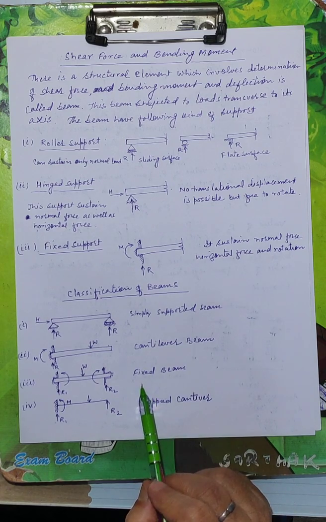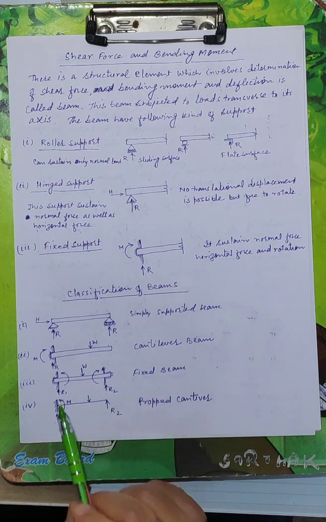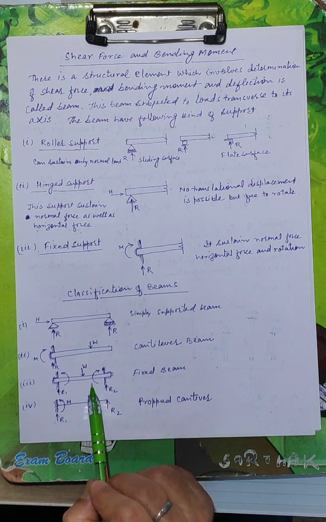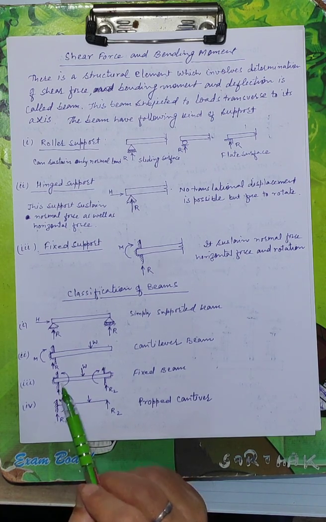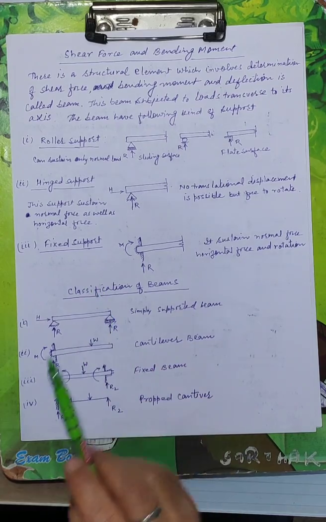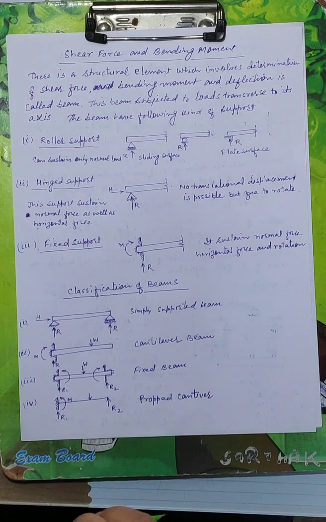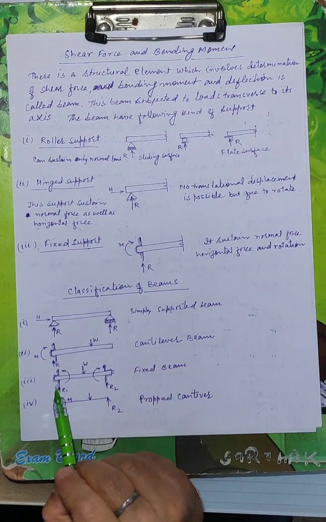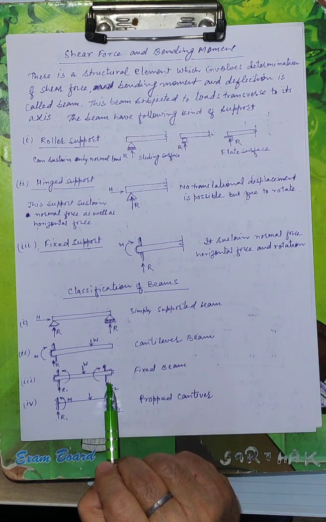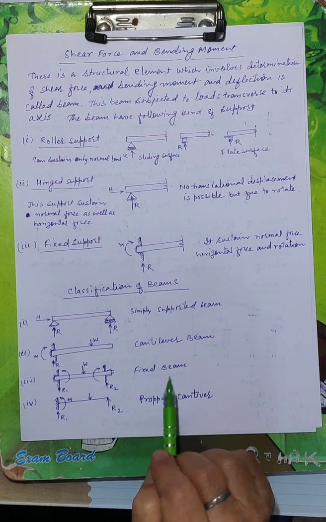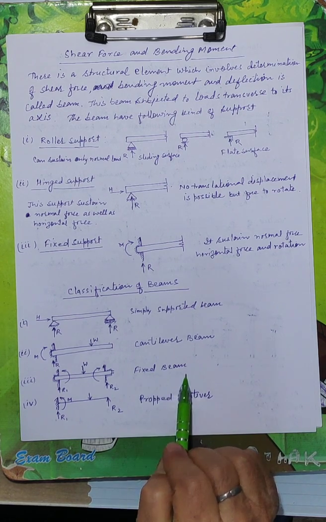Third is fixed beam. When a beam is having both the supports as fixed supports, this is fixed support, this is fixed support, then this type of beam is called fixed beam.